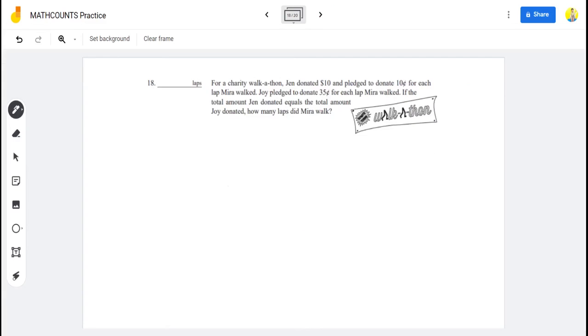For a charity walkathon, Jen donated $10 and pledged to donate 10 cents for every lap Mira walked. Joy pledged to donate 35 cents for every lap Mira walked. If the total amount Jen donated equals the total amount Joy donated, how many laps did Mira walk?